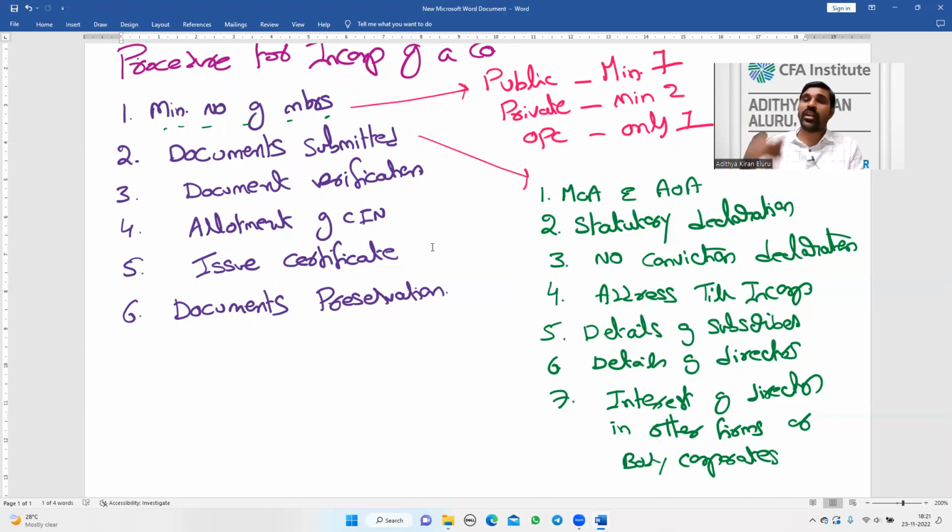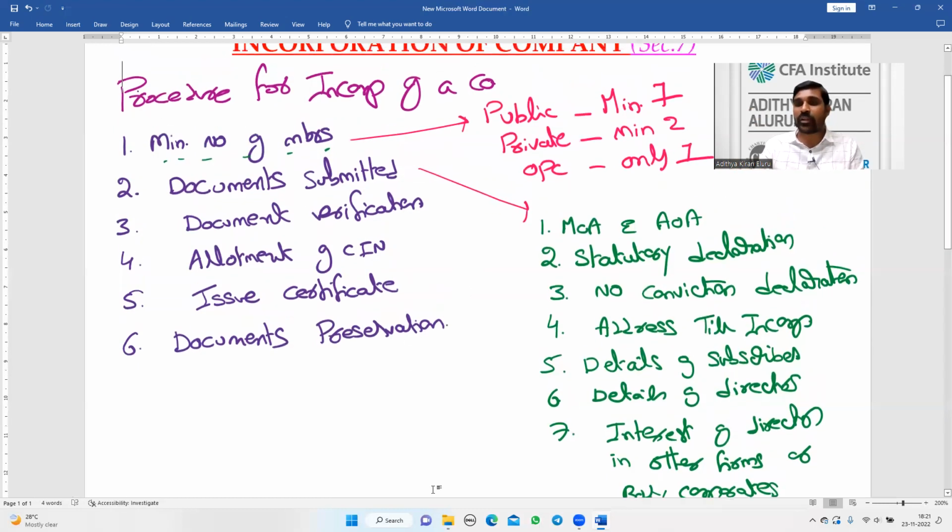If Mr. A is already working in some other company, I need to give the details of that other company in which my proposed director is working. So I am giving the details of a company in which my proposed director is already working. Okay, those are the documents to be submitted for incorporation.